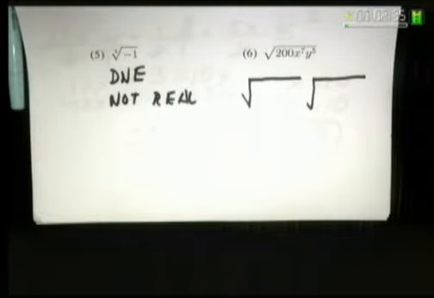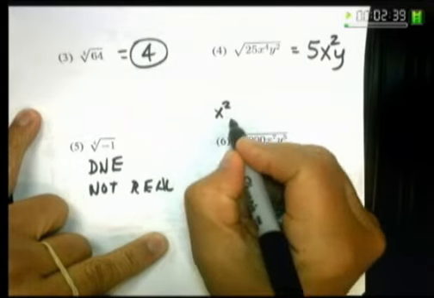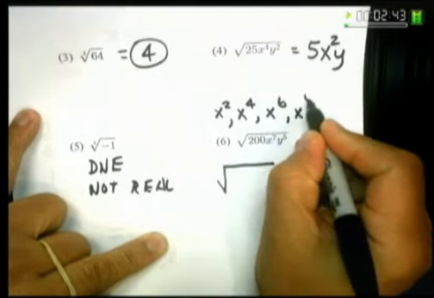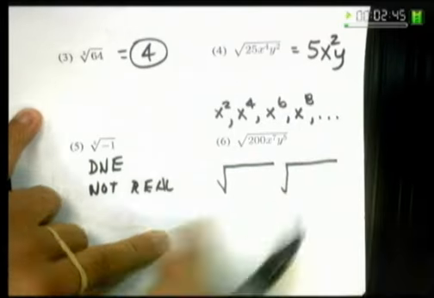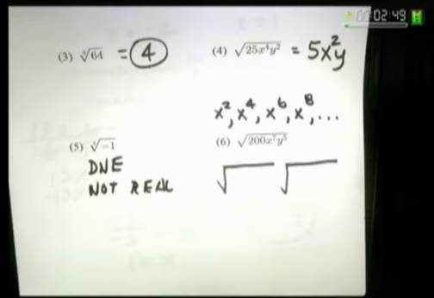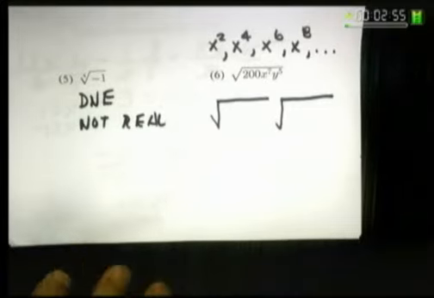And the perfect square variables, what are they? Maybe I'll write these down. x times x is x squared. x^2 times x^2 is x^4. x^6, x^8. Do you see a pattern? What can you say the pattern is? Multiples of 2, right? So anything that's a multiple of 2 is a perfect square. All right, so we know x^7 is not perfect and y^5 is not perfect. And we also know 200 is not perfect.